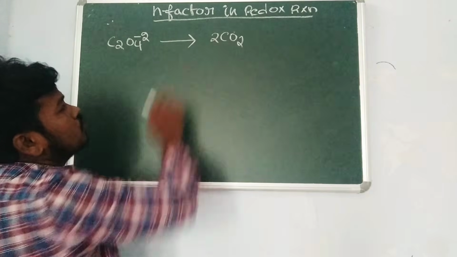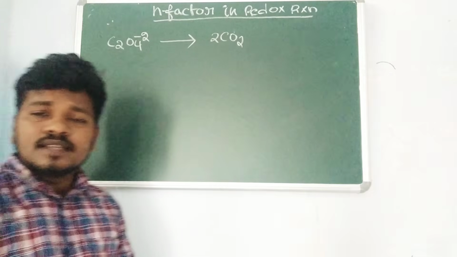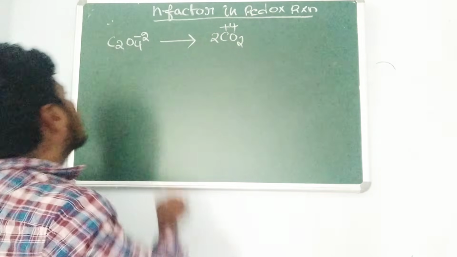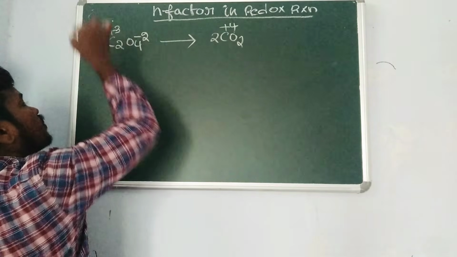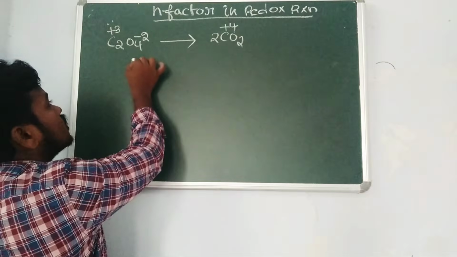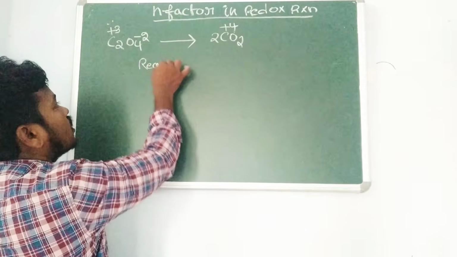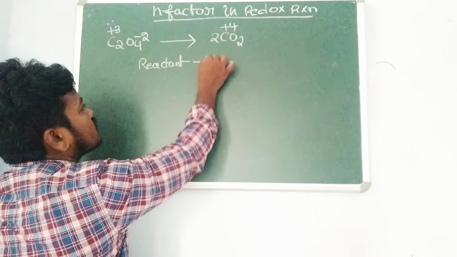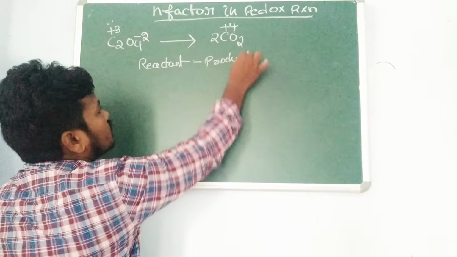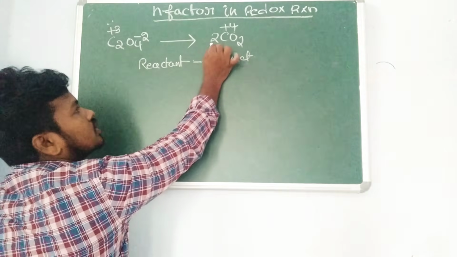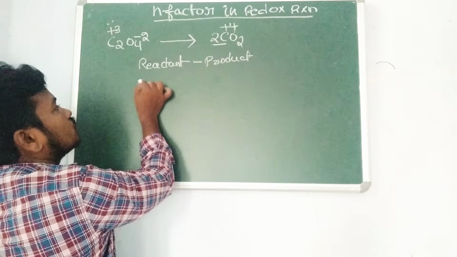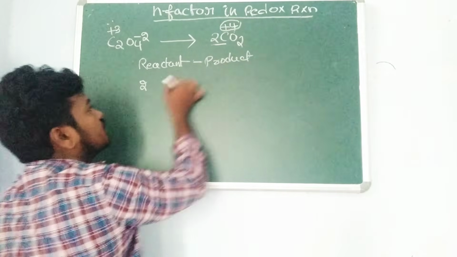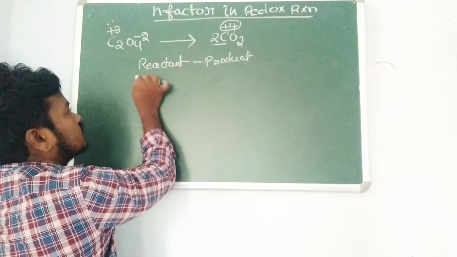Next, C2O4 2 minus changes to 2CO2. Calculate its N factor. Here the carbon oxidation number is plus 3, and here the carbon oxidation number will be plus 4. So what we have to do is take the change in oxidation number of the reactant minus the product. There are 2 moles of carbon, so 2 into the reactant side, multiplying with this number: 2 into 3. Reactant side done.